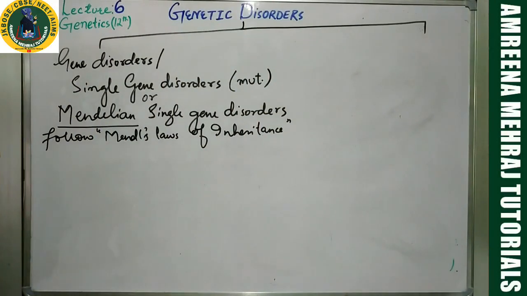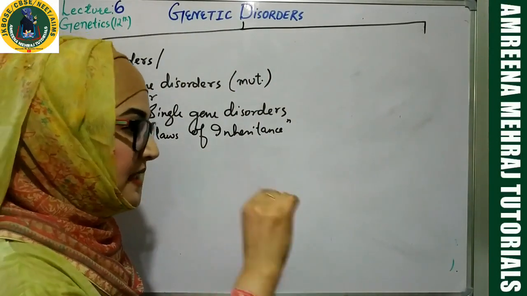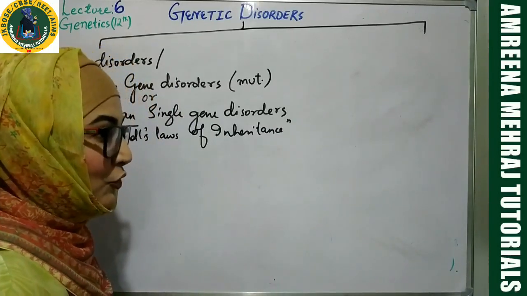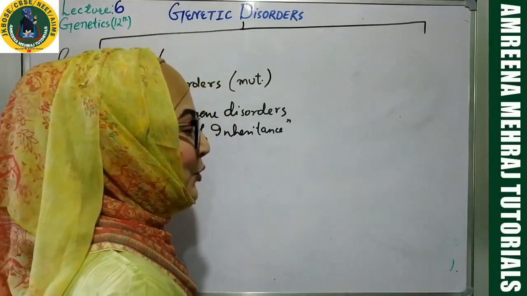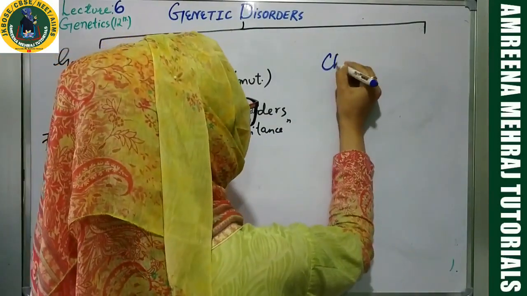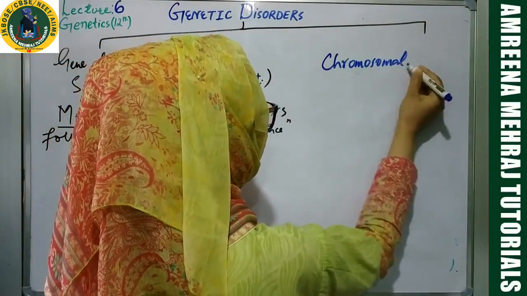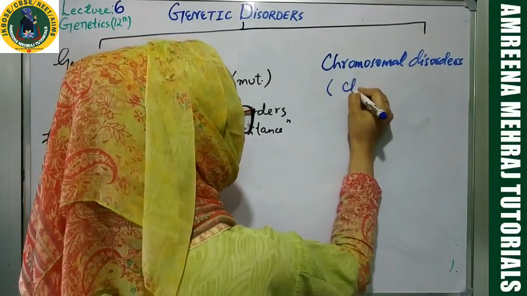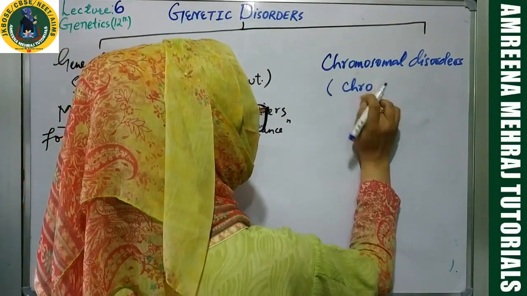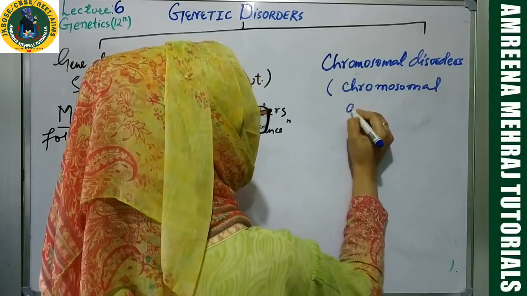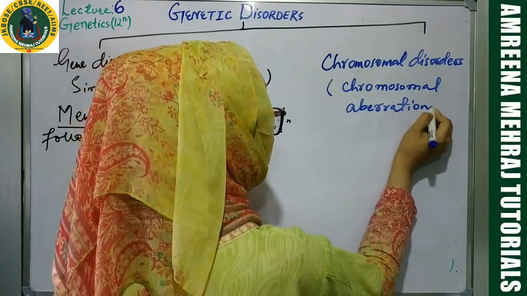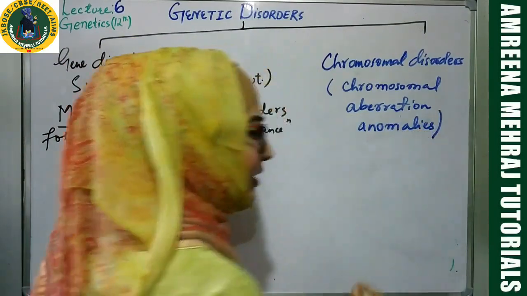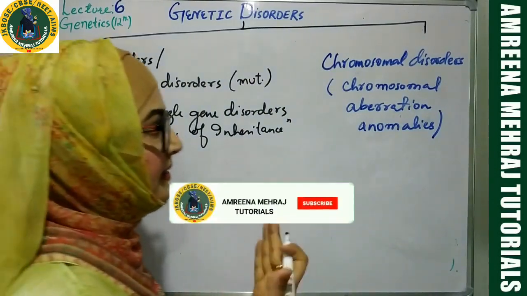The other category will be what? The other category will be that category in which there will not be mutation in a single gene. In those cases, you could have a change in the number of chromosomes, what we call chromosomal aberration. You could have anomalies: more number of chromosomes, less number of chromosomes. So the other category is simply chromosomal disorders. The cause will be chromosomal aberrations. Have I taught you about this? Yes, chromosomal aberrations, or there could be anomalies in the number of chromosomes. They could be like +1 case, -1 case.